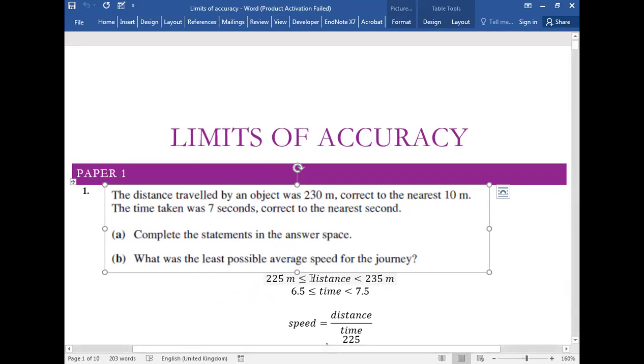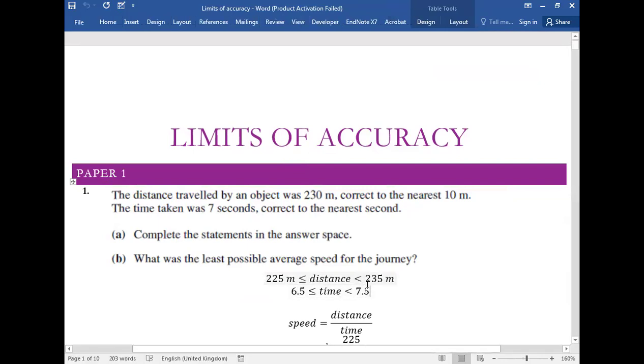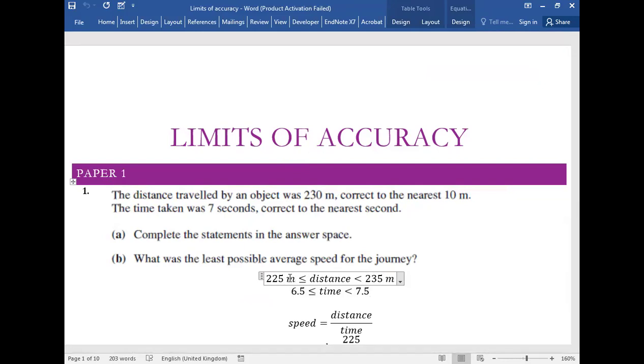Complete the statement in the answer space. The answer space wanted you to write the range of distance and the range of time. So what will be the range of distance? 10 divided by 2, 5. You write it down, 235 is the upper bound, and 225 is the lower bound for distance. अच्छा, अगर मैं पूछूं what is the maximum possible value of the distance?